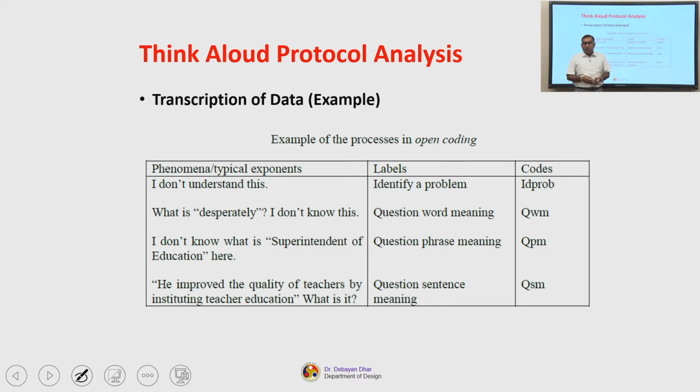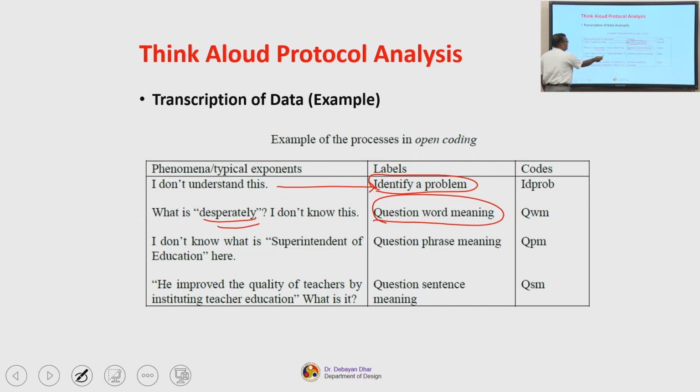And then what we did is that we used these verbalizations to identify the labels. Now, when he says that I do not understand this, it means he is trying to identify a problem. He is not very clear, he is still in confusion. So, we use the label that this means he is trying to identify a problem. What is desperately? I do not know this. He is trying to question the word meaning. This means questioning word meaning.